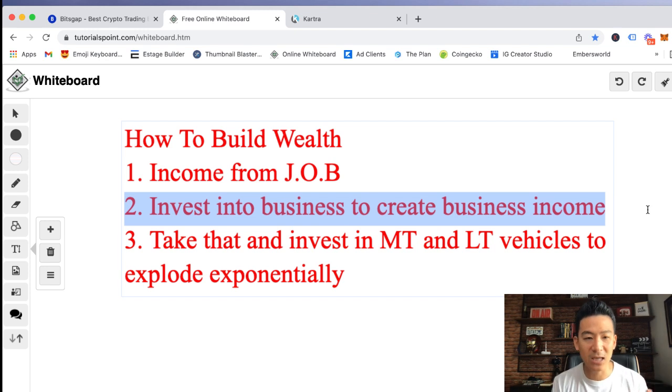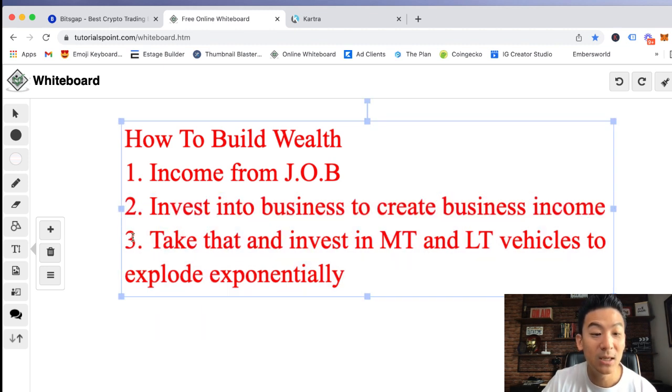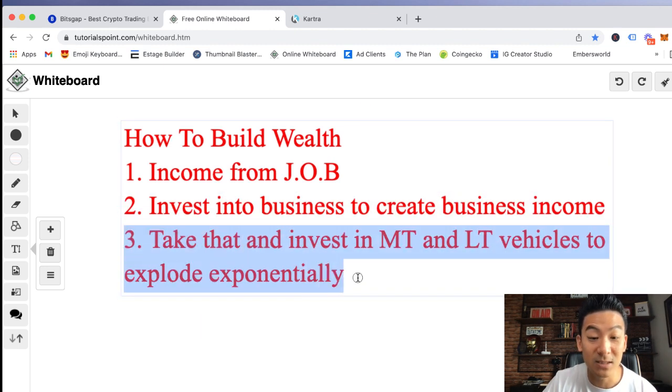And the way that you create cash flow is investing it into an online business that will allow you to build that cash producing machine. I hope that makes sense, right? And then once you get that cash, you can do whatever you want. You can pay yourself, or you can take a lot of it and you can reinvest it into step number 3, which is mid to long term investment strategies.